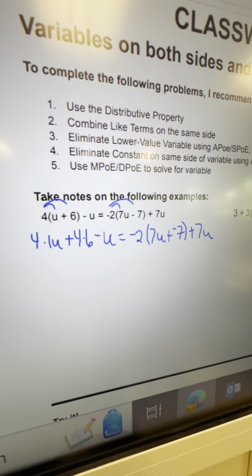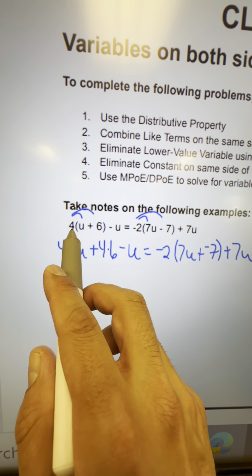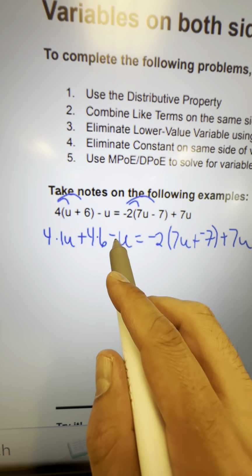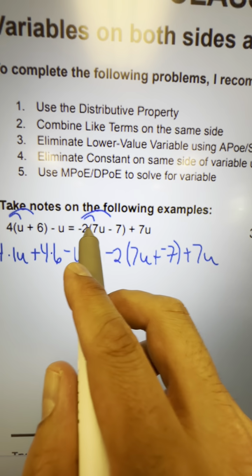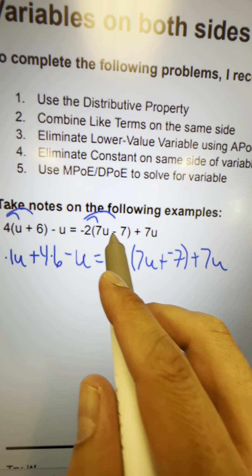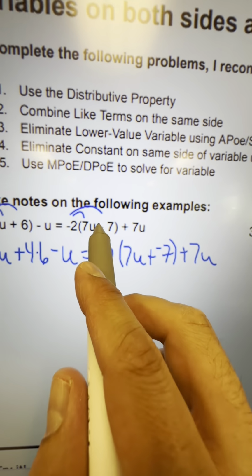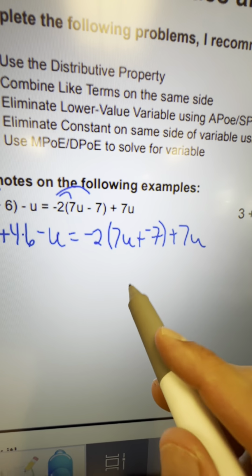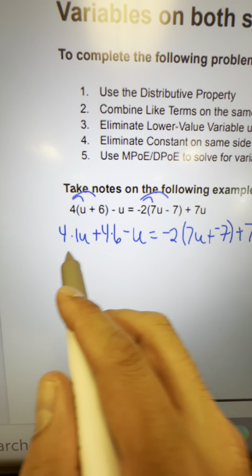Now in the first step, I just want to point something out. I distributed the 4 here, 4 times 1u, 4 times 6, and I brought down my minus u. Here, I noticed that I'm distributing a negative, and this is minus. So before I distributed, I just rewrote this as addition. That became plus negative 7. In my next step, I'm going to distribute that part. But in here, I can simplify it in the next step.